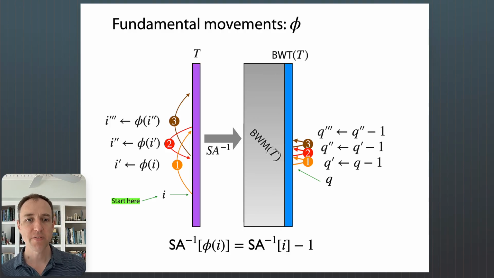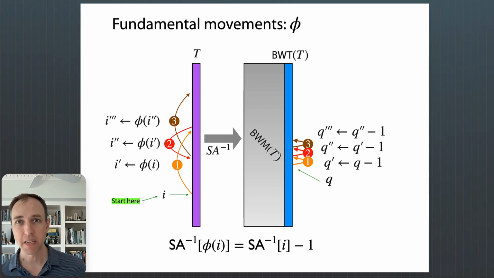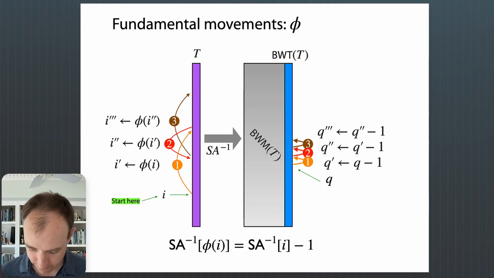Okay, and this function that does this we call phi, or phi, right? That's the Greek letter, phi. And likewise, we can have inverse phi. Inverse phi is just like this, except that it's making rightward movements in lex space. It's moving to the right by 1.